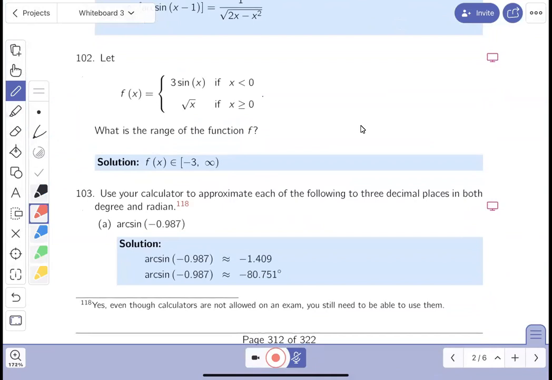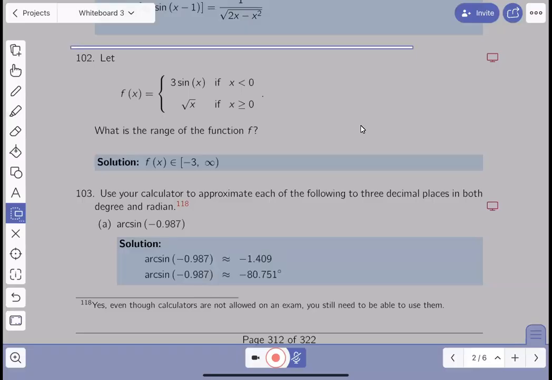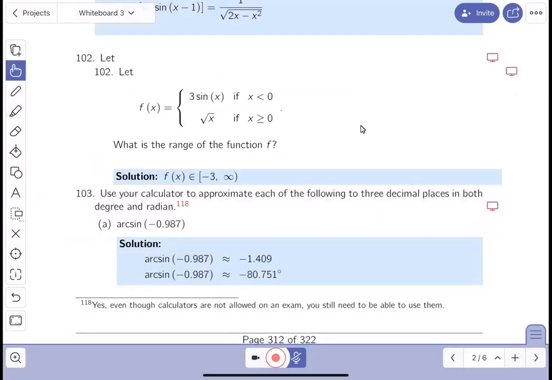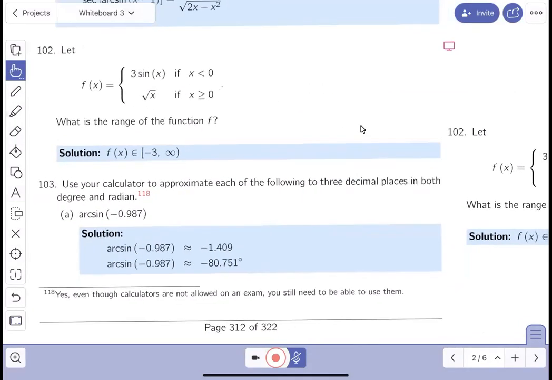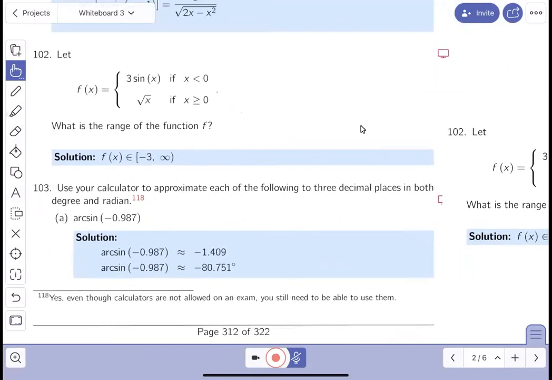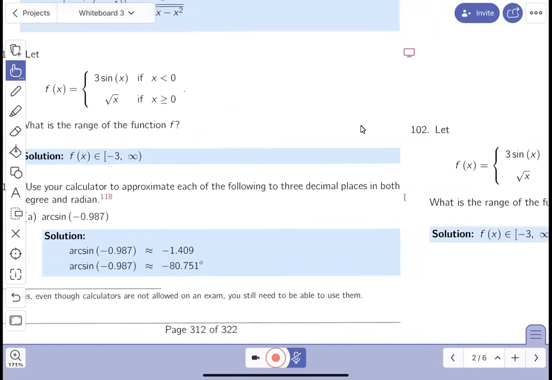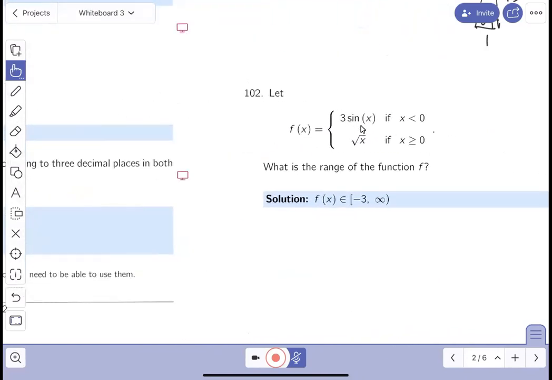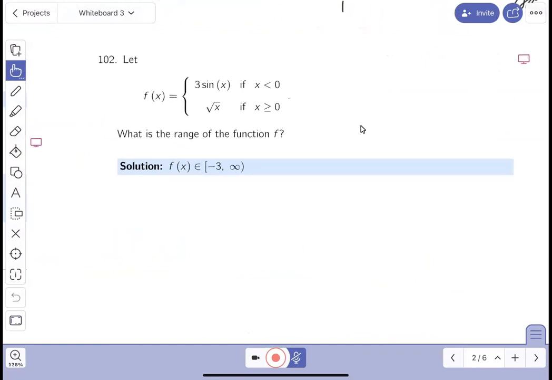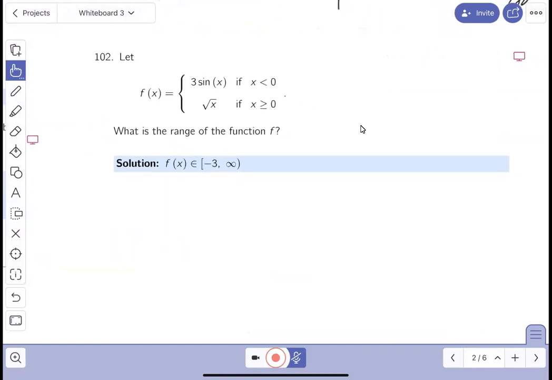And 102 wants me to find the range of that function over there. Now this kind of reminds me of what you guys did in 119. This is a piecewise function, and I want to draw it. And someone says, why do you want to draw it? The main reason is so I can understand what I'm looking at. And if I know what I'm looking at, I probably could tell you what the range of it is. I'm going to draw the picture best I can.